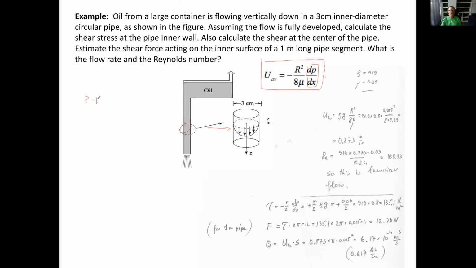P minus PA is rho G. And in the way we develop things, then this would be X, rho GX. So it's positive. So dP/dx is rho G. Okay. So here it is.